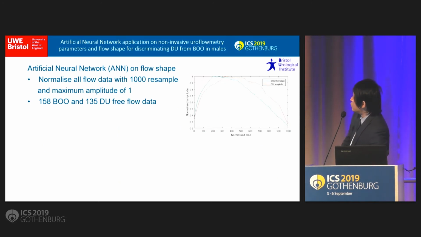So in our initial analysis, we want to try the flow shape by normalizing all free flow data with 1,000 resample points and maximum amplitude 1. By doing this, we've taken out the voiding time and the maximum flow rate. So the only thing we consider in this analysis is flow shape. We have more than 100 or 300 data in 2 groups, generating the result.